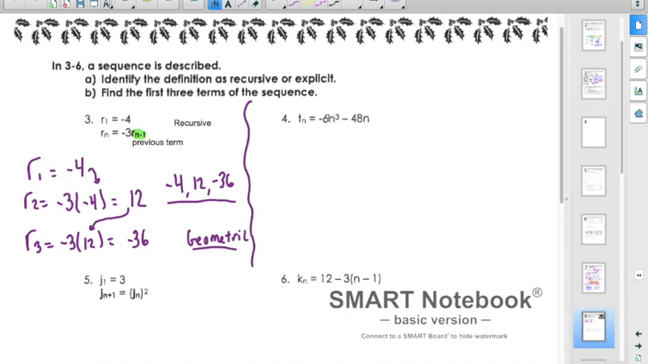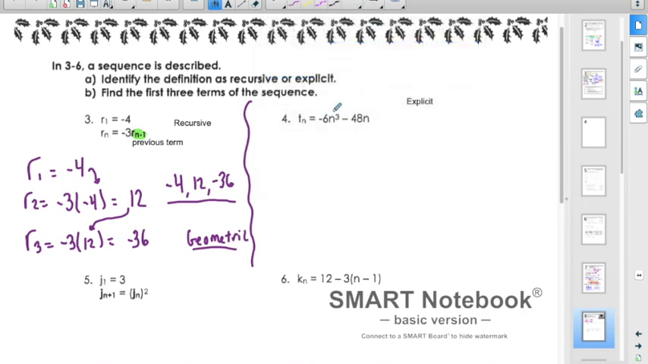All right, I think we're gonna do number 4, and then we will stop for this video and we'll finish the rest of it for the next day. Number 4, part A. Well, I see 1 equation. That tells me it's got to be explicit. And part B, find the first 3 terms of the sequence. No problem.